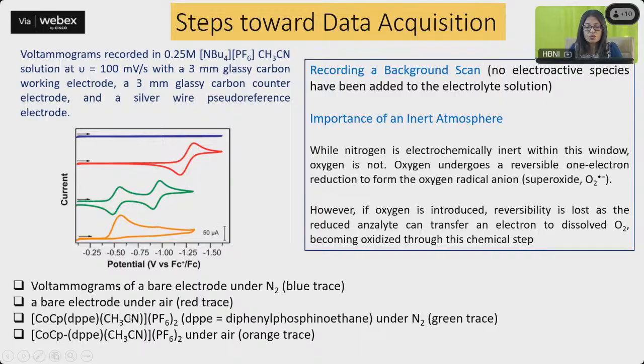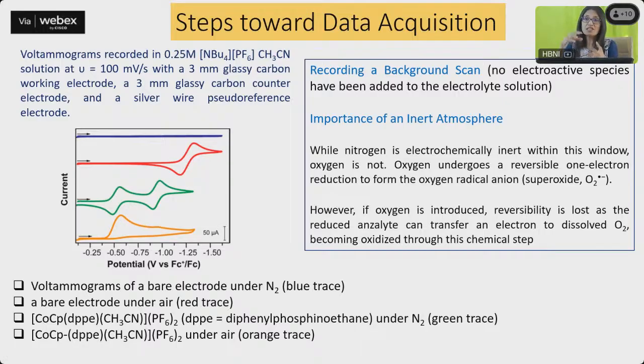And then when you're using this particular compound, you see this green line, which is under nitrogen, and you see well-defined oxidation and reduction peaks. Whereas if you use the same material under air, the peak looks very different. So what it shows is that nitrogen is electrochemically inert within the window, but oxygen is definitely reacting, because you can see the oxygen showing an oxidation and reduction. So it is reacting with your particular material, and that is why you have to be very careful about the atmosphere you are using.